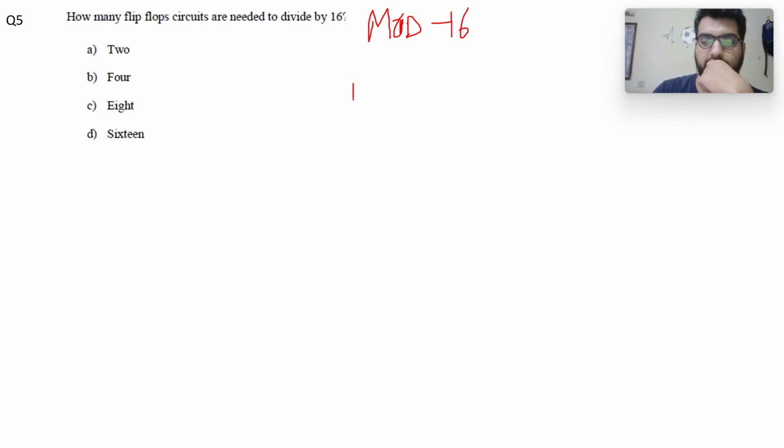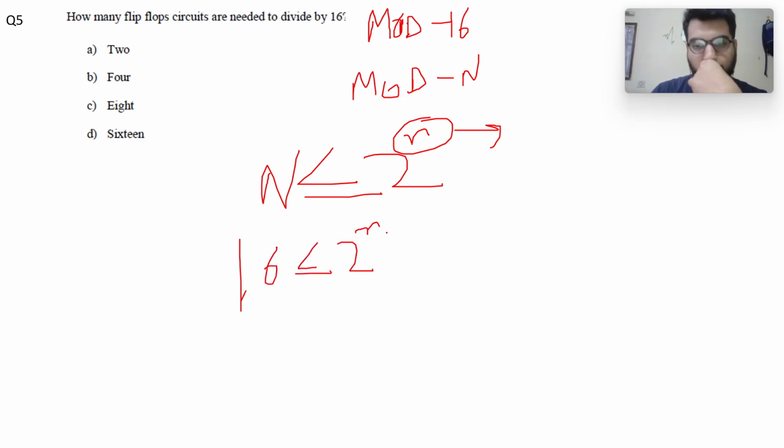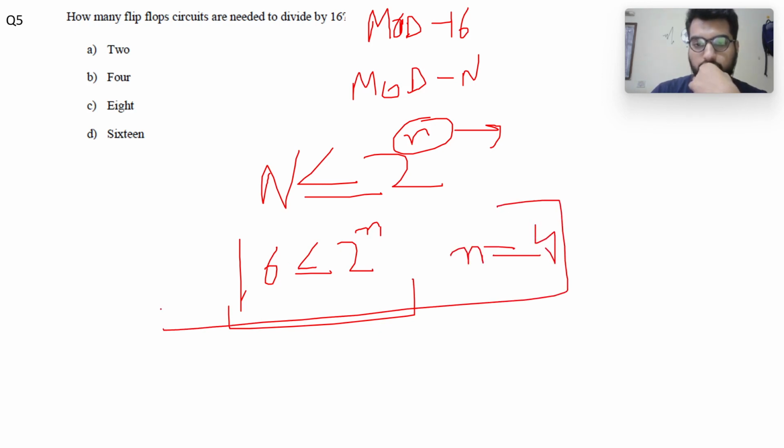And for mod 16, in general we have this mod N, and the criterion is that N should be less than or equal to 2 raised to the power n, where n is the number of flip-flops. So here 16 should be less than or equal to 2 to the power n, and the smallest n that will satisfy this condition is n equal to 4. So the minimum number of flip-flop circuits required to implement this divide by 16 logic is 4.